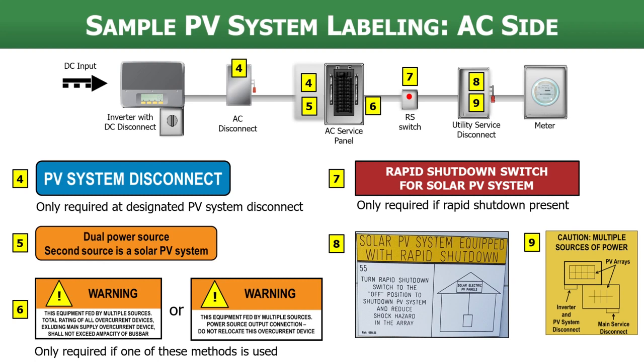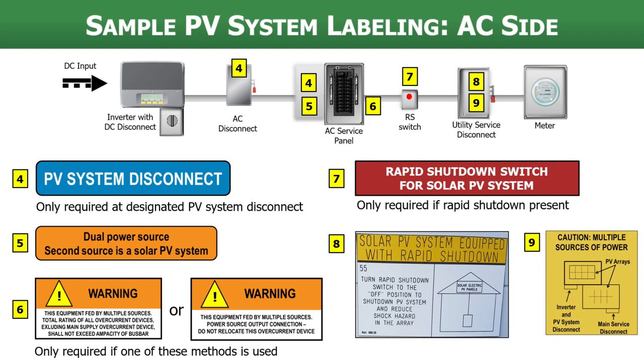And then label number 7 is pretty self-explanatory. That's for the rapid shutdown switch. That's only required if rapid shutdown is present. And label 8 is again a diagram showing that the PV system is equipped with rapid shutdown, and it's indicating the location of the rapid shutdown initiation device. And label 9 is showing that there are multiple sources of power, and it includes a diagram, and that is also in Article 705. So that's a quick look at our labeling summary.